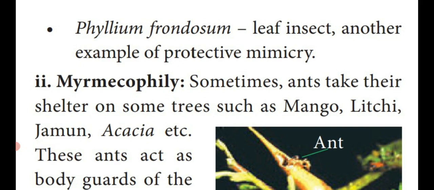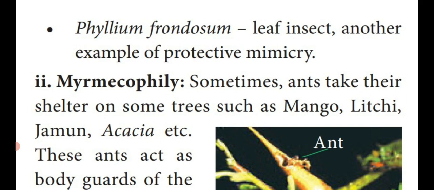I explained with the help of the diagram, the first diagram. The entire leaf looks like an insect, which gives protection against grass-eating animals. That is said to be another example of mimicry. So these three are the different examples of mimicry.